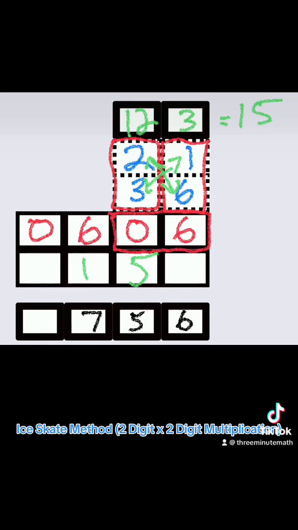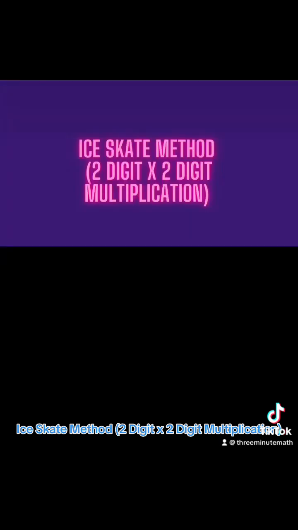Our final step, we add the numbers through. We end up with 756. Sorry for the longer video. I had fun exploring this method, and I definitely wanted to give a lot of examples and explain the why behind why it works.